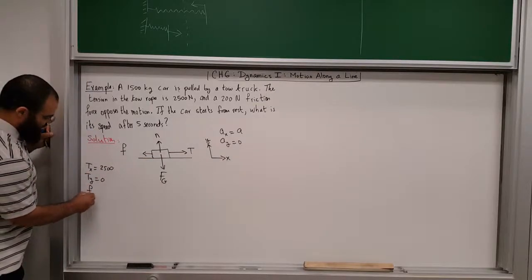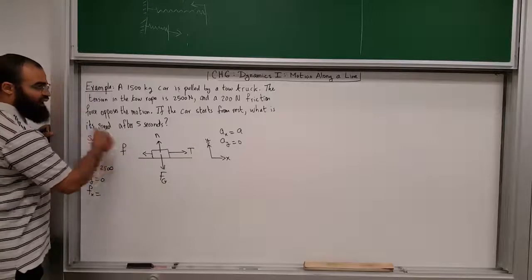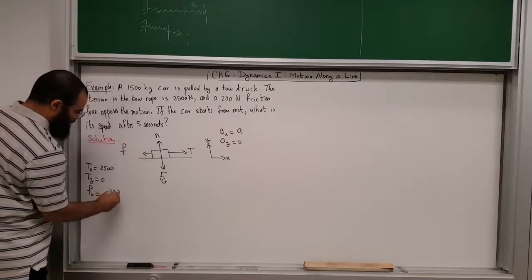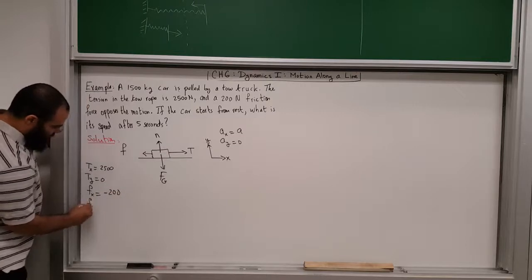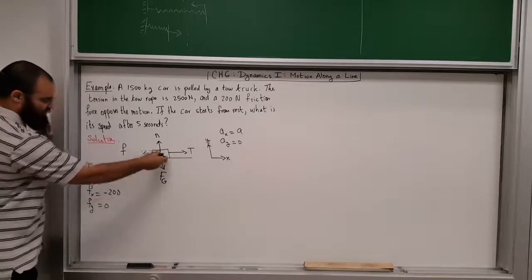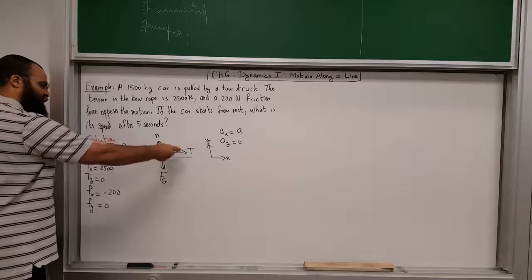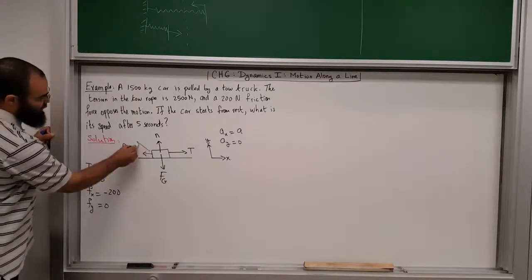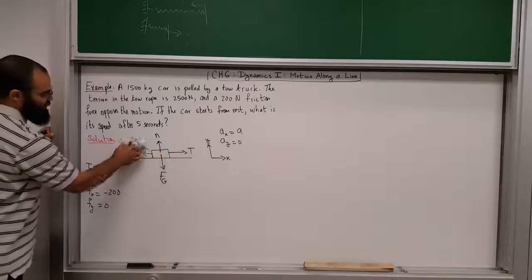The x component of friction, the force of friction, is to the left. It's 200, so it's negative 200 because it's to the left. The y component of friction is simply 0. Friction is just opposing the motion. If the motion is to the right, friction is to the left. It doesn't have a y component.